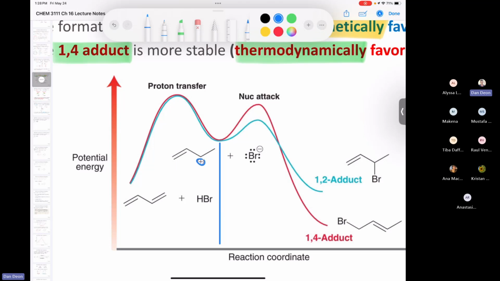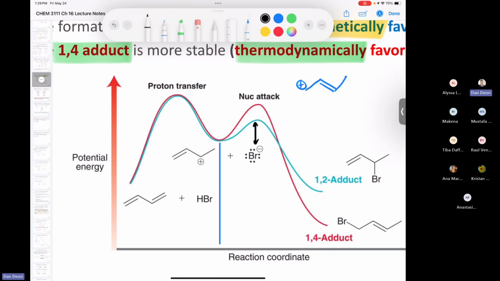Is it going to attack here at this carbon, or is it going to attack at the resonance form like this? You can see that the one I just drew leads to the 1,4 adduct, and this one over here leads to the 1,2 adduct. So what gives? Well, the nucleophilic attack is going to be more rapid. There's going to be a lower activation energy to make the 1,2 adduct, right?